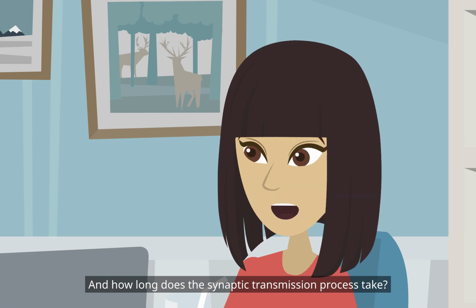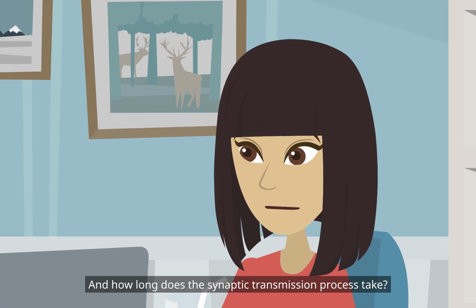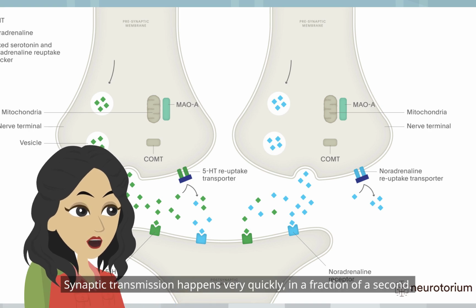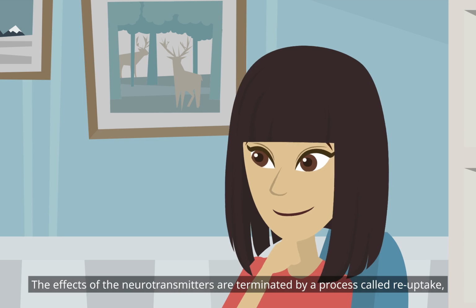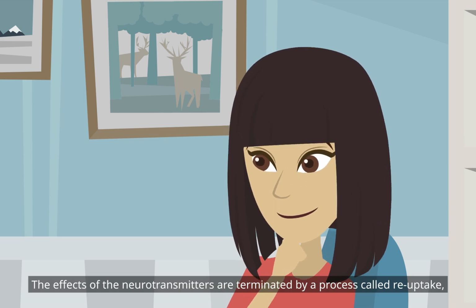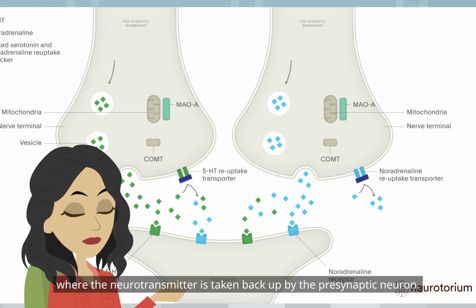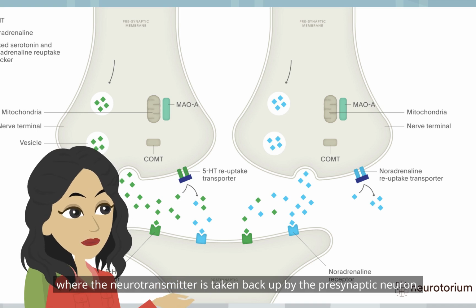And how long does the synaptic transmission process take? Synaptic transmission happens very quickly, in a fraction of a second. The effects of the neurotransmitters are terminated by a process called reuptake, where the neurotransmitter is taken back up by the presynaptic neuron.